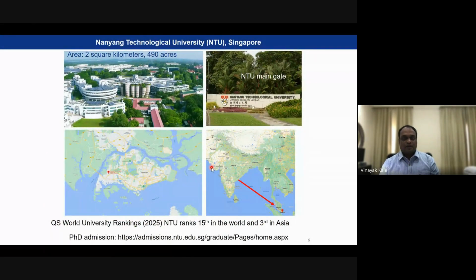Before entering into PhD, I was working as a research fellow in Nanyang Technological University (NTU) in Singapore. Singapore is located southeast of India, and there are only a few universities, which include NTU and NUS. NTU also holds a very good rank in the world, like 15th, and 3rd in Asia.